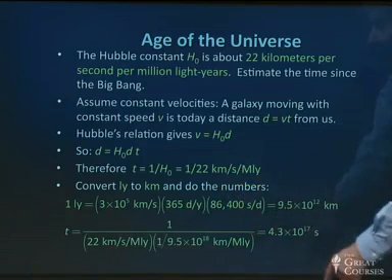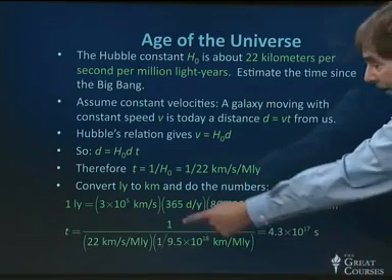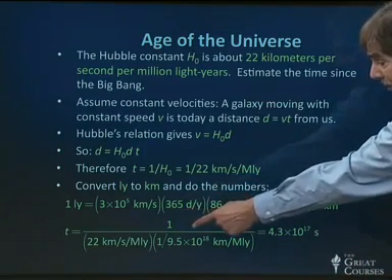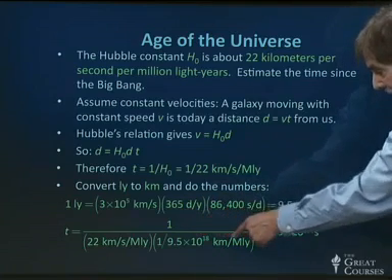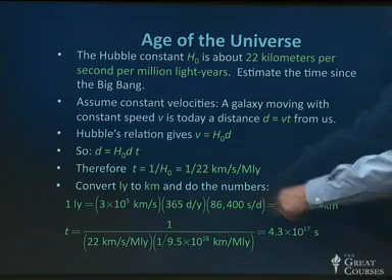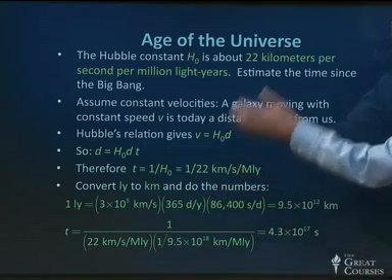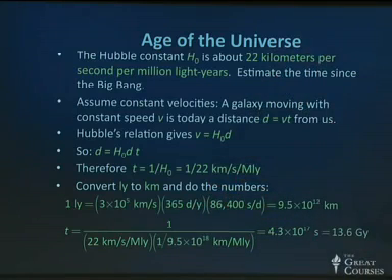The time is 1 over the Hubble constant in that unit. So the Hubble constant is 22 kilometers per second per million light years times this conversion factor. That gives me 4.3 times 10 to the 17 seconds. Work out the number, and if you divide that by the number of seconds in a year, 365 days in a year times 86,400 seconds in a day, you get 13.6 gigayears, 13.6 billion years. So there's a quick estimate for the age of the universe.